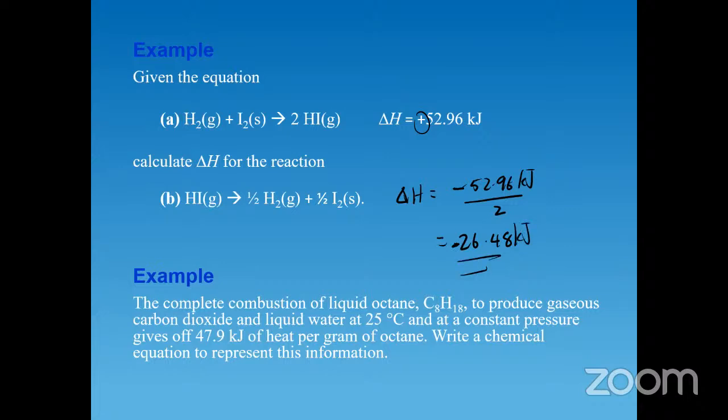All right. Okay, and this will become important later on when it comes to other problem-solving exercises that we're going to meet later on. Okay, so that's the first example. Now, the second example says the complete combustion of liquid octane, and it gives you the formula, to produce gaseous carbon dioxide and liquid water at 25 degrees Celsius and at a constant pressure gives off, and let me underscore this right here because that's important. Let me underline it here.